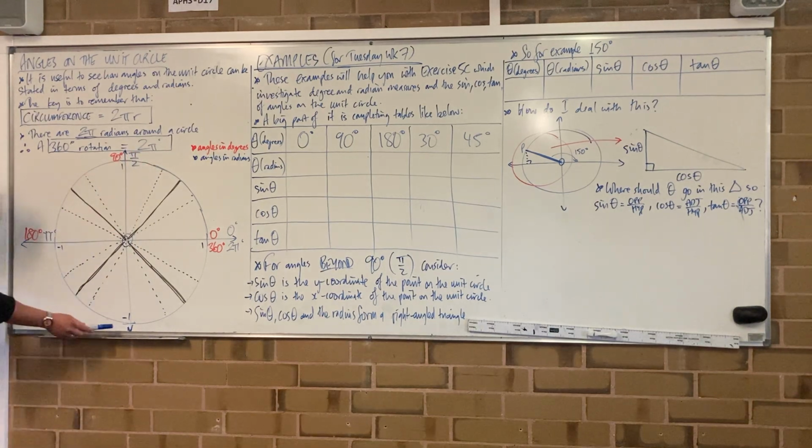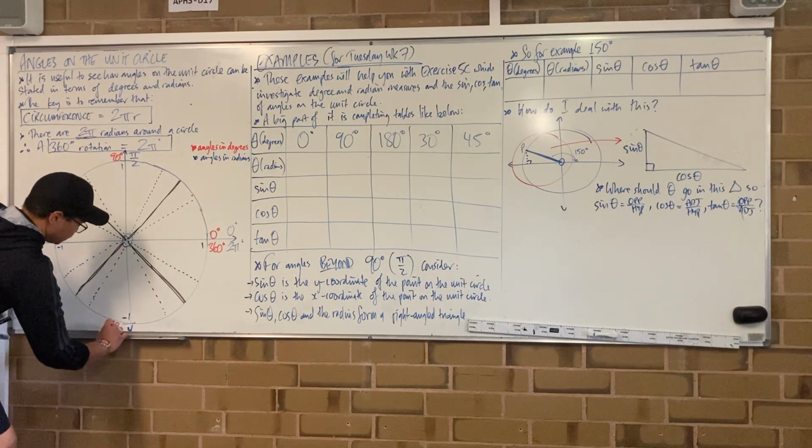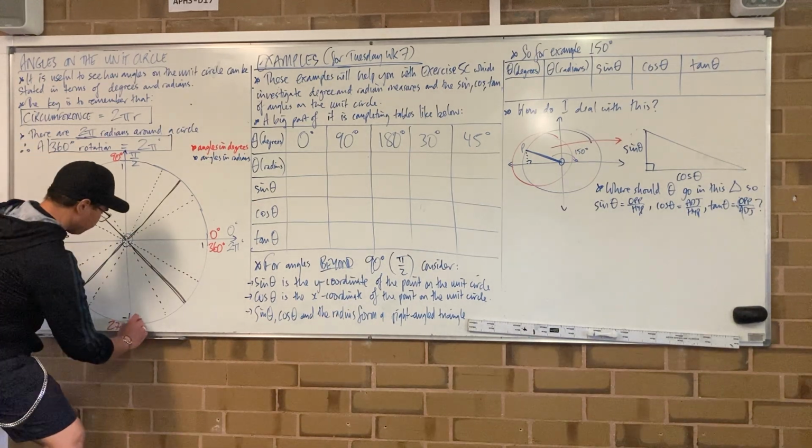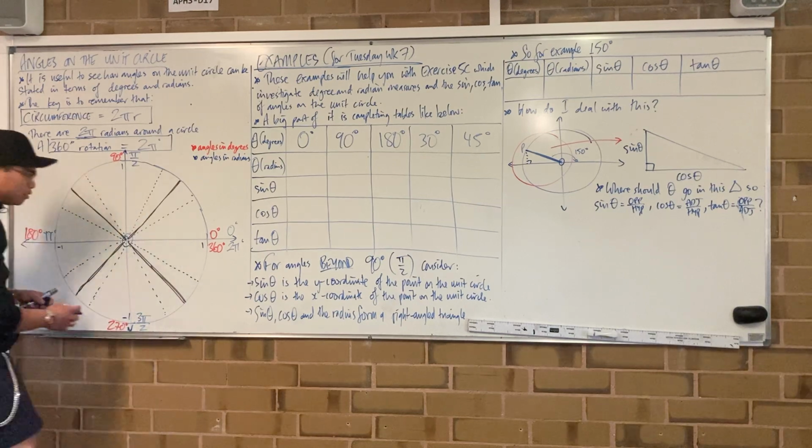How many degrees would this be? 180 plus 90 would be 270 degrees. What fraction of pi would that be? 3 pi over 2. Or 3 on 2 pi, but what you'll notice in the book and your teachers will write is 3 pi over 2. All the same thing.